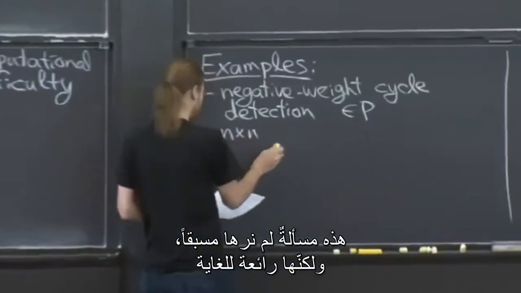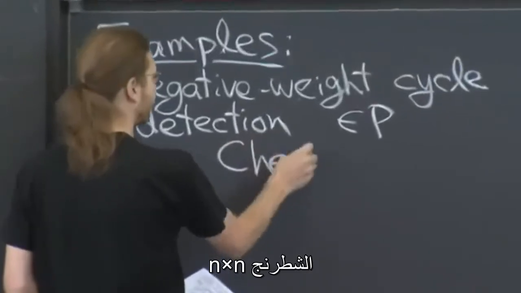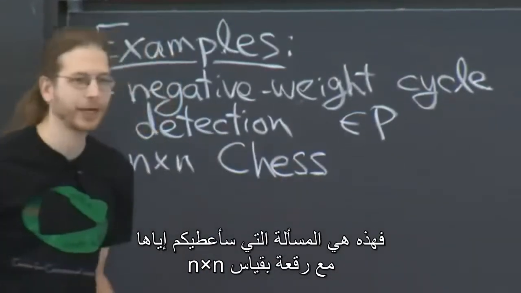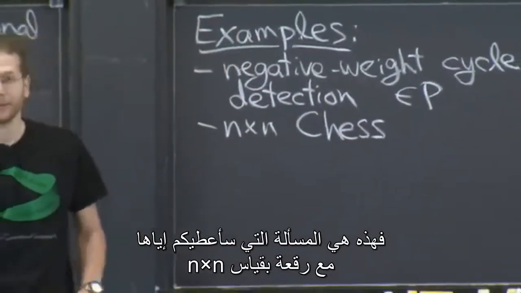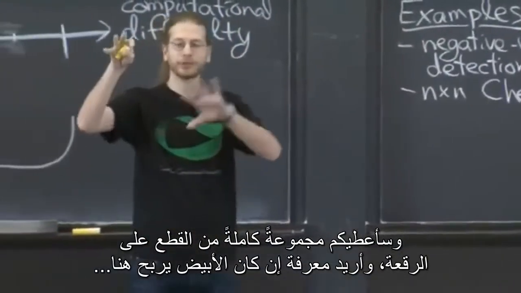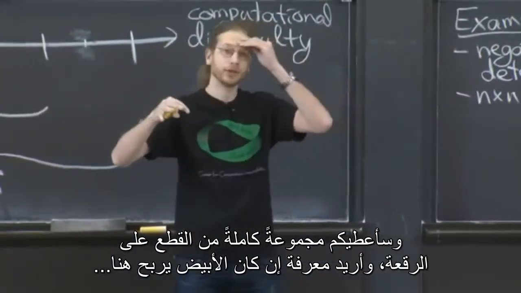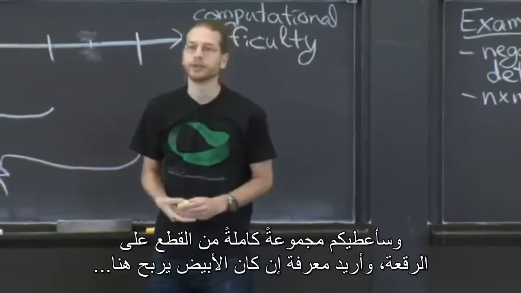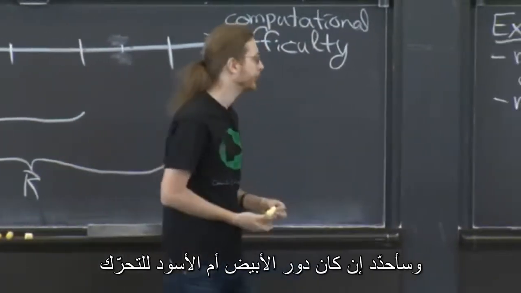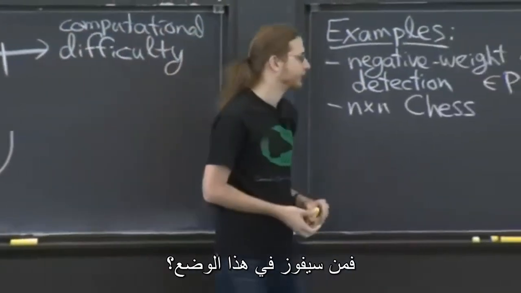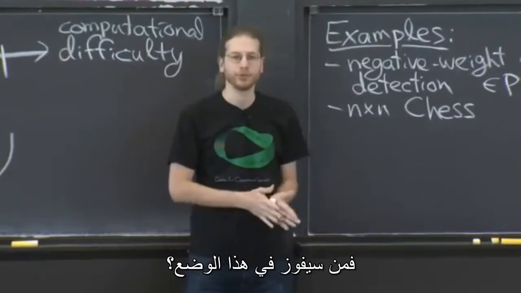OK, here's a problem we haven't seen, but it's pretty cool. N by N chess. So this is the problem I give you. So we're in an N by N board, and I give you a whole bunch of pieces on the board, and I want to know, does white win from here? I say it's white to move or black to move. And who's going to win from this position?